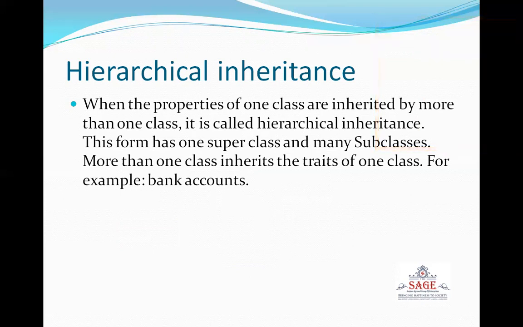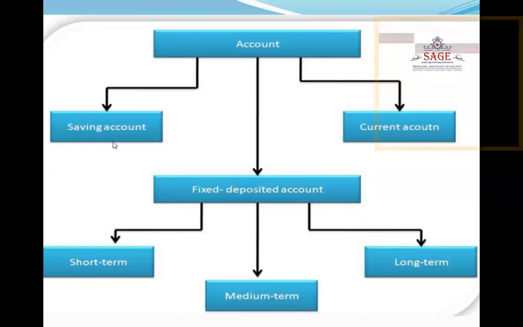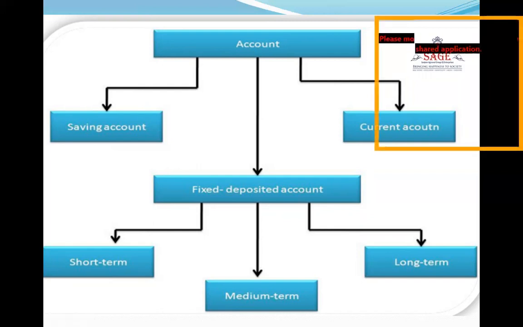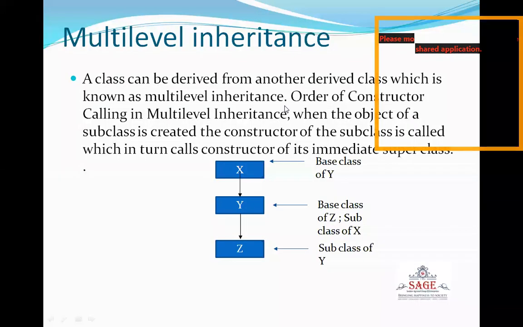For example, bank account. This is our bank account, है ना? ये हमारा बैंक अकाउंट है, इसमें सारी की सारी इंफॉर्मेशन सेव है, like name, date of birth, phone number, address, and these all accounts share the information from this particular account. So this is the example of hierarchical inheritance.